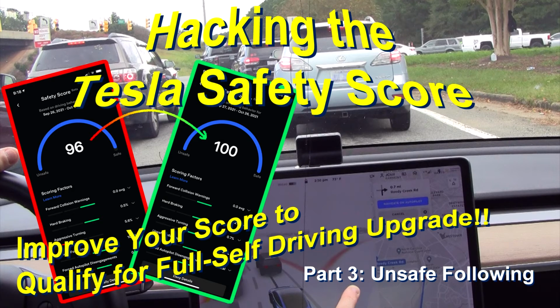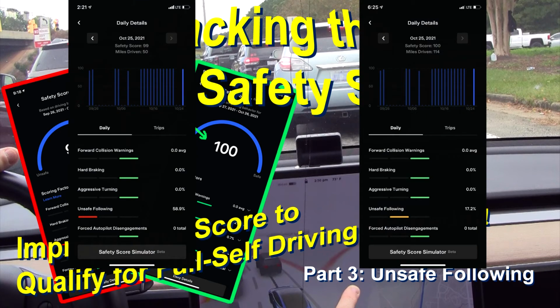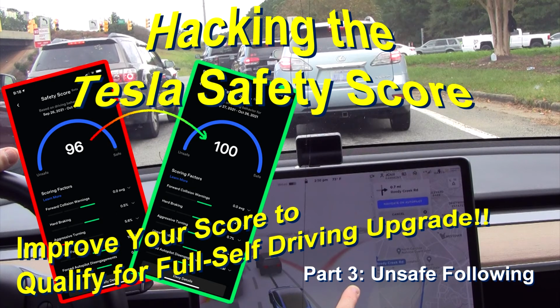After reversing the damage to your daily unsafe follow, you should be able to get your daily grade back up to 99 or even 100 with an unsafe follow percentage in the 10 to 20% range. With a good daily score, rack up some miles and increase your overall grade.